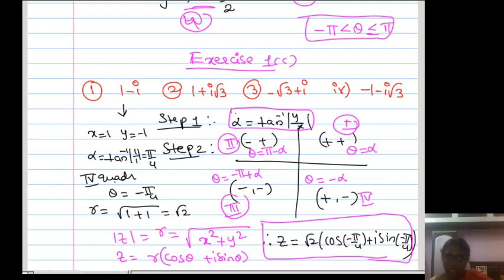Next, will you do the remaining problems? Yes, same concept. 1 plus i root 3, what is r? Under root x square plus y square. So what are the answers? This lies in the first quadrant, right? So then directly theta is the answer. You can do that. Minus root 3 plus i. These three problems you can solve. Minus 1 minus i root 3. It is in the third quadrant.